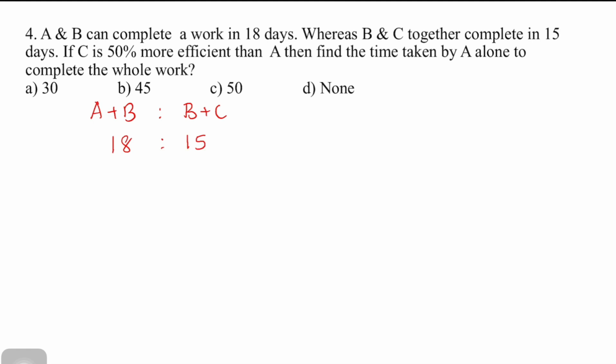So this is the time ratio. It can be 18 to 15, which is 6 to 5. So this is the time ratio of A plus B and B plus C. The efficiency ratio will be the opposite of that, so it is 5:6.